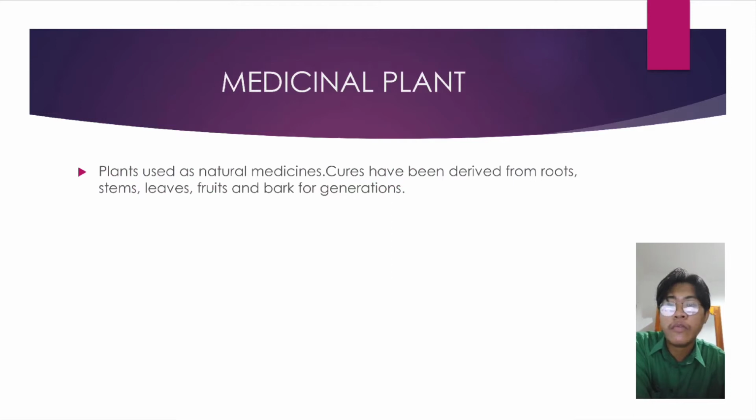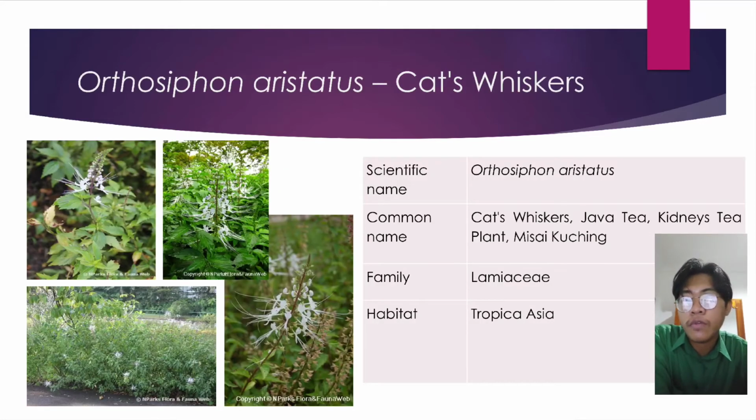Next, the definition of medicinal plant. Medicinal plant is a plant that is used as natural medicine. Cures have been derived from the roots, stems, leaves, fruits, and bark for generations. The first medicinal plant is Orthosiphon aristatus, commonly known as cat whiskers. Cat whiskers comes from the Lamiaceae family, and its habitat is mainly tropical Asia.